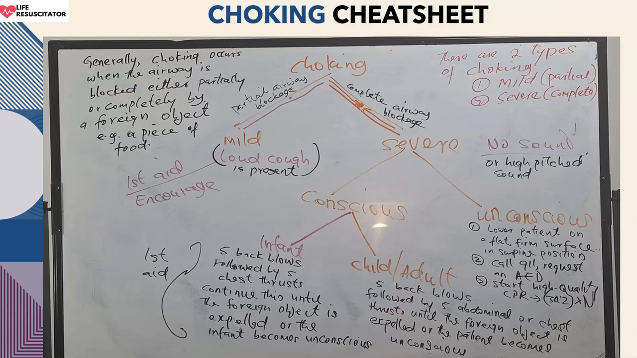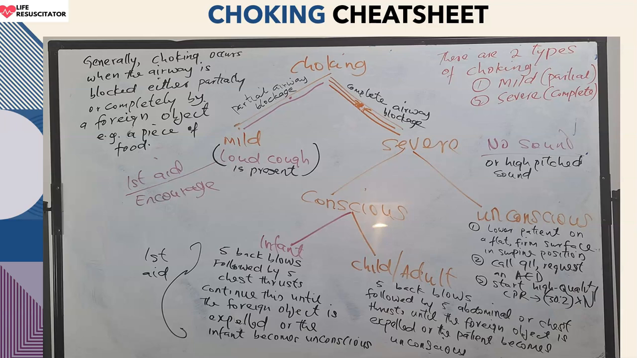If this is a child or adult who is still conscious but severely choking, then provide 5 back blows between the shoulder blades followed by 5 abdominal or chest thrusts until the foreign object is expelled or the patient becomes unconscious. So you give 5 back blows followed by 5 abdominal thrusts or 5 chest thrusts, depending on the size of your patient.